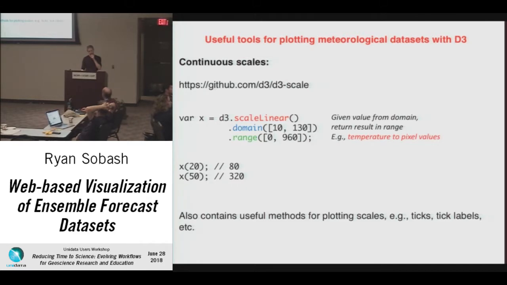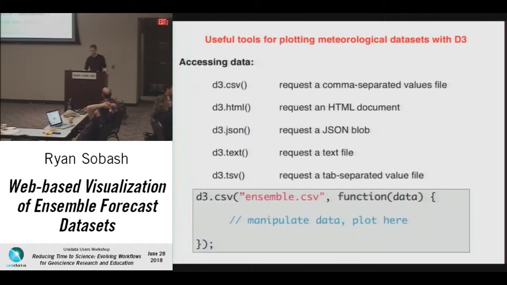And there's also a lot of useful methods for plotting scales. So if you're plotting something like the plume diagrams I showed you, there's lots of functions to, say, plot ticks, tick labels, axes on the scale to make it really easy to do so. So retrieving data, there's functions, say, that work with a variety of formats. An example at the bottom is just CSV.